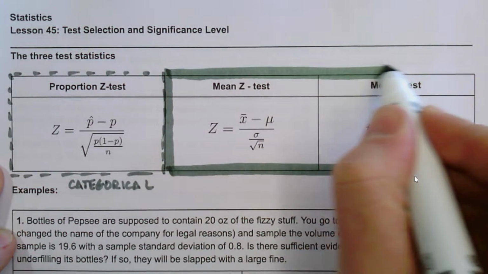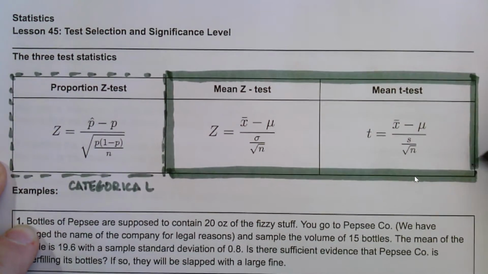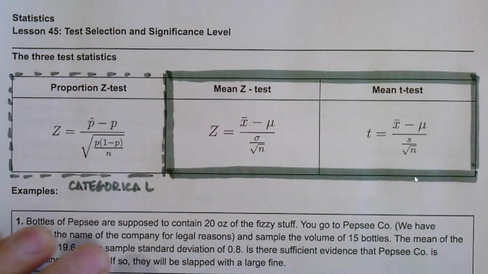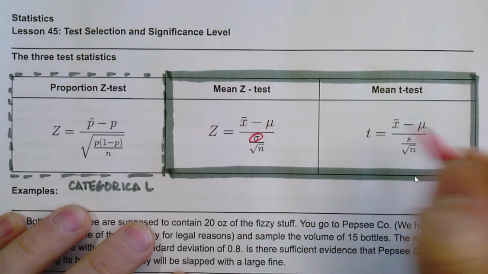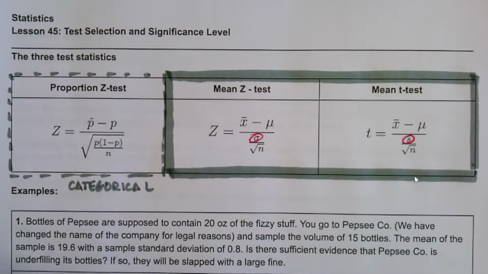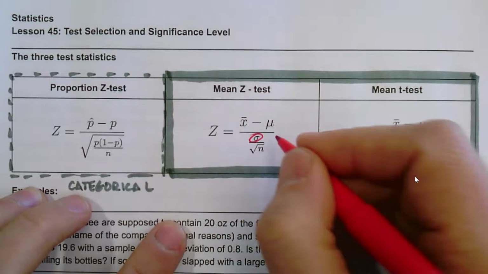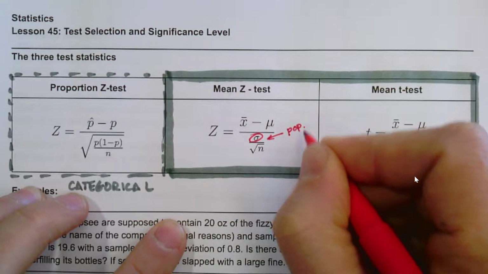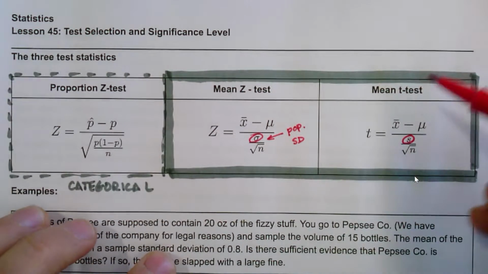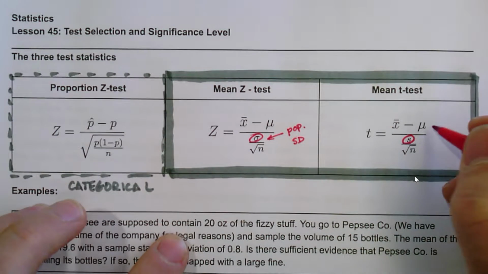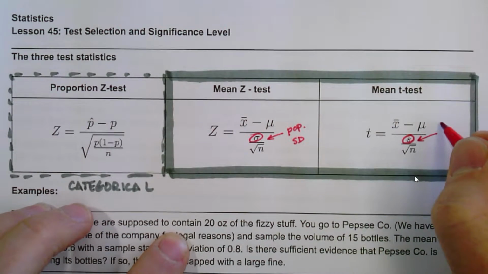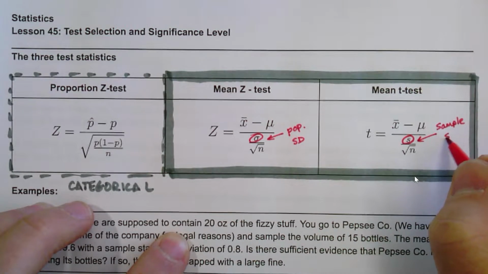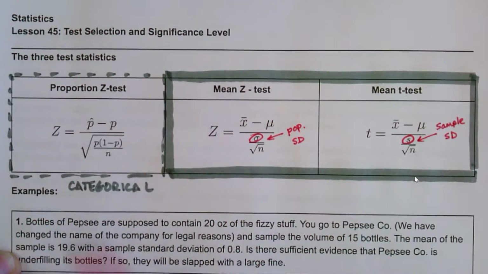We have a mean z-test and a mean t-test. So you're going to use both of these when you're looking at means. As we talked about last class, the difference is right here with the standard deviation. You're going to use the z-test when you're given sigma, which is the population's standard deviation, and you are going to use the t-test when you are given S, which is a sample, i.e. a subset of the population's standard deviation. So that's how you decide which test to use.